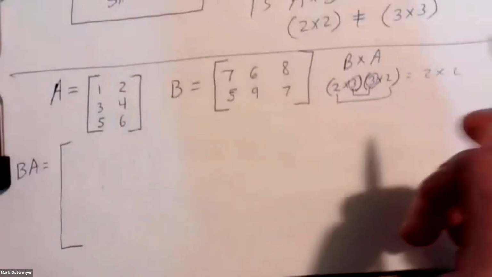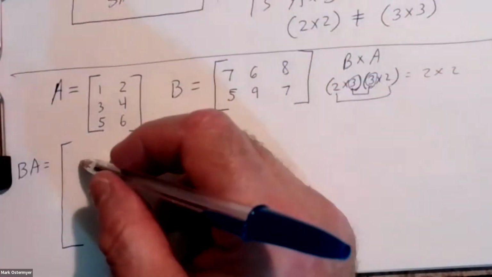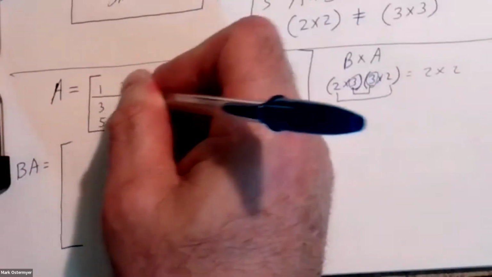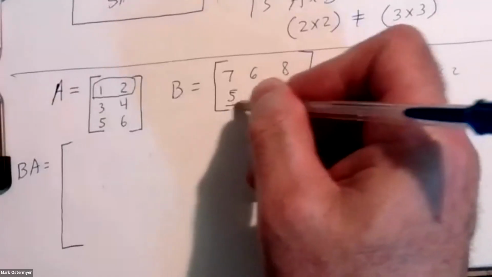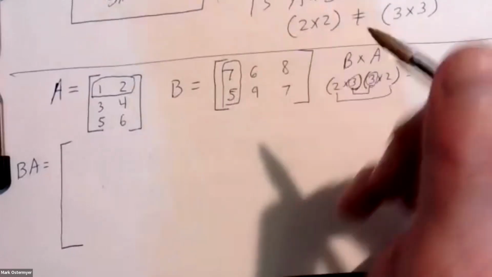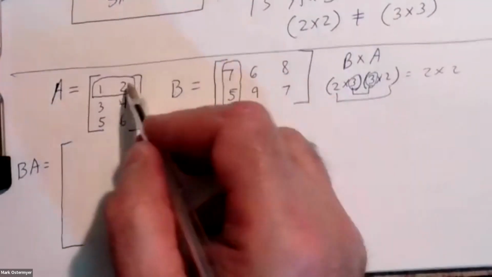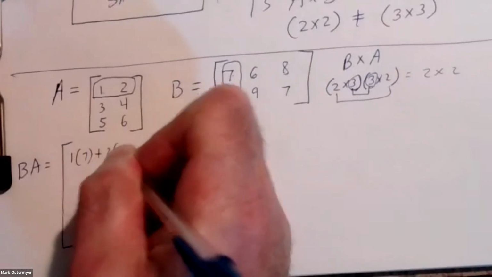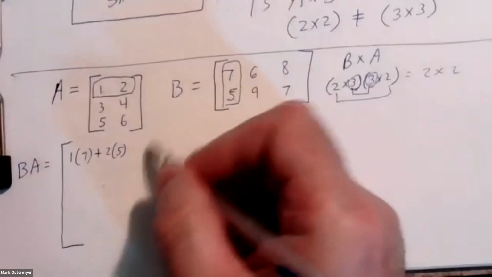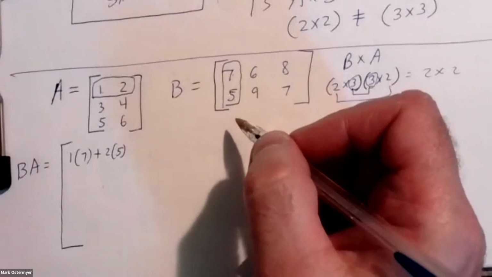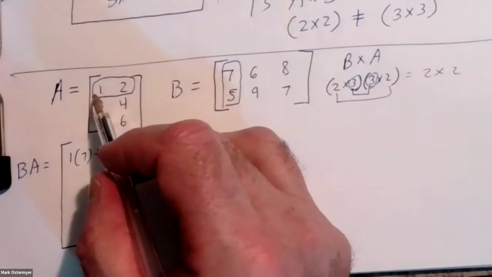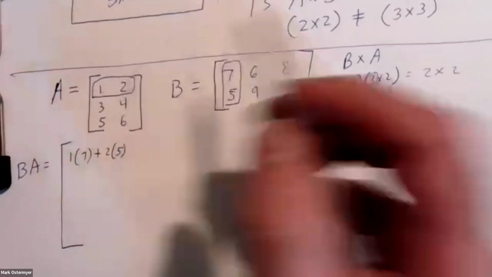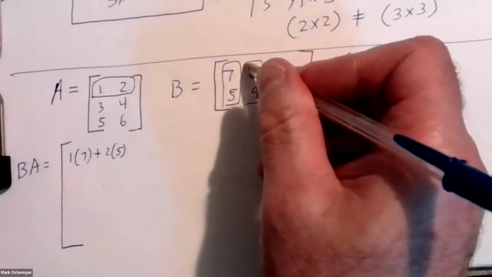All right, so to generate the 1, 1 entry of our product matrix, we're going to take row 1 of matrix A and multiply it by column 1 of matrix B. That's to say 1 times 7 plus 2 times 5. To get the 1, 2 entry of my product matrix, I'm going to take row 1 of matrix A and multiply it by column 2 of matrix B.